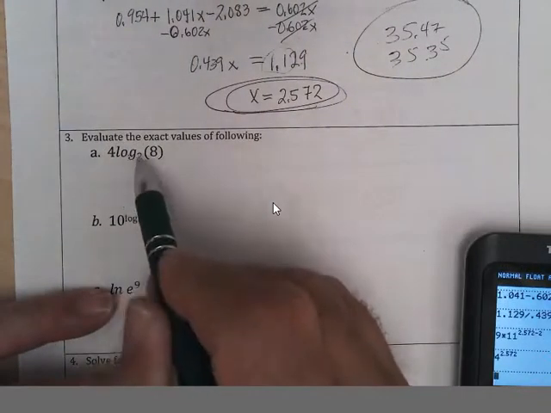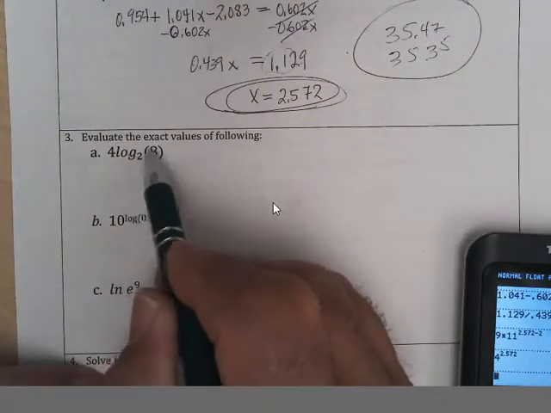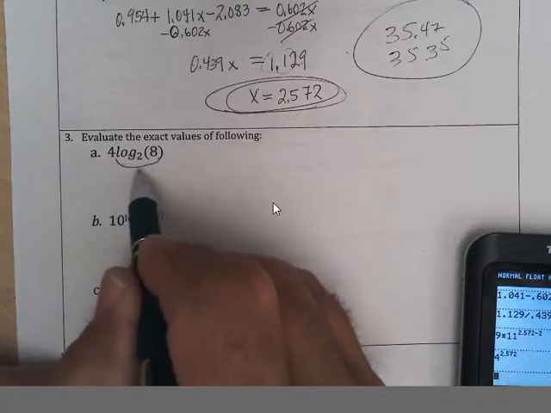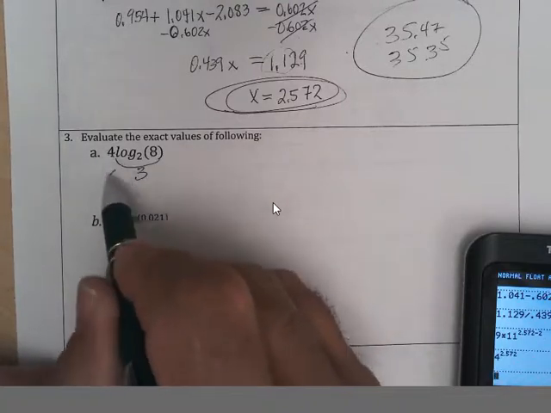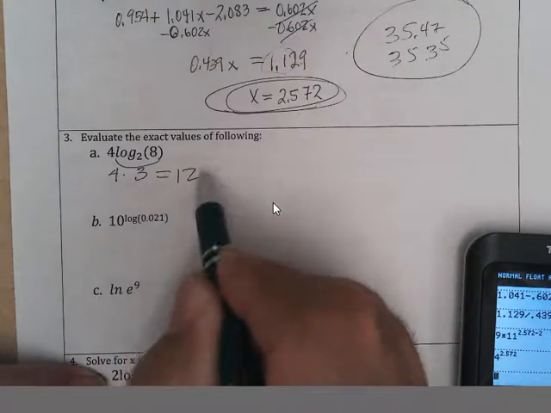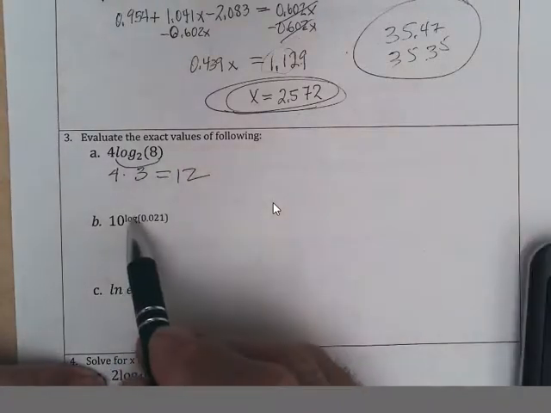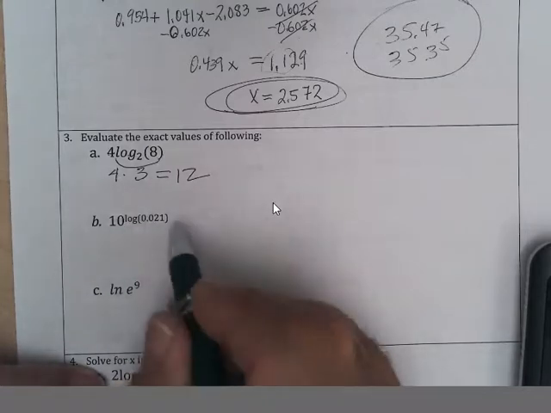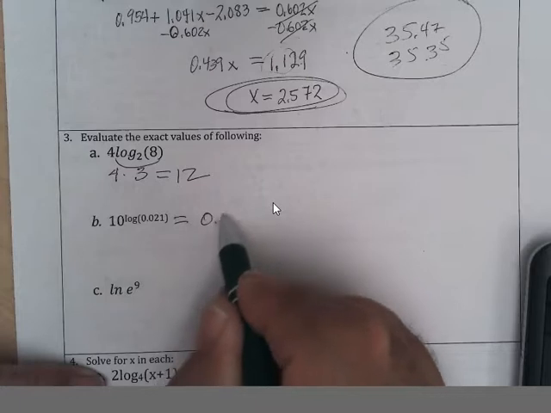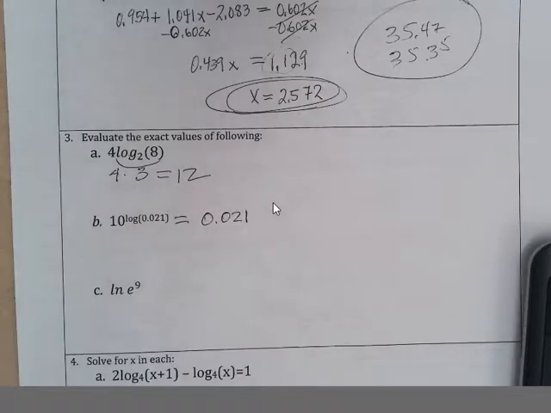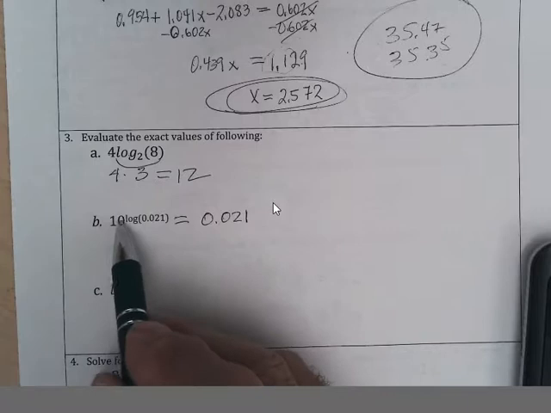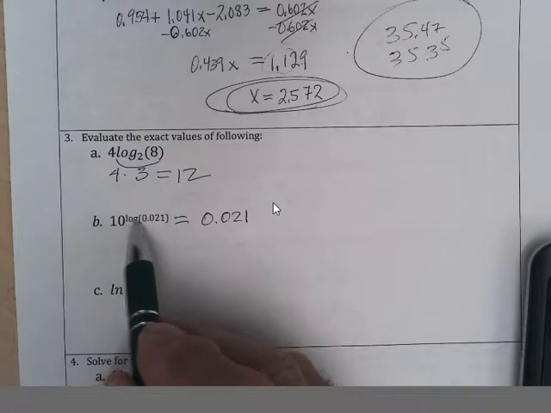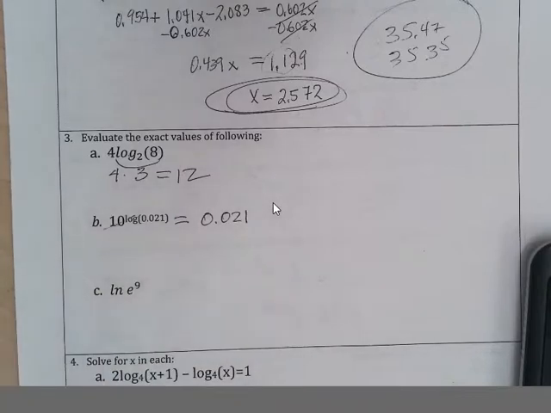This says, to what power do I take 2 to get 8? I take 2 to the third to get 8, and times 4, which is 12. This says, to what power do I take 10 to get this? So that's going to be some number I take 10 to get that, and now I'm taking 10 to that power, so I am going to get 0.021. It's like the log base 10 and 10 with a base. These basically cancel each other.